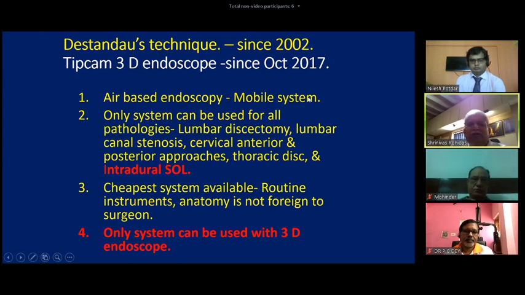This is the only system which can be used for all areas like lumbar discectomy, lumbar canal stenosis, cervical anterior and posterior, even intradural SOL. This is the cheapest system available, and the only system which can be used with the 3D endoscope. So the skepticism of 3D vision is not there with the distant use technique. We can use a 3D endoscope.